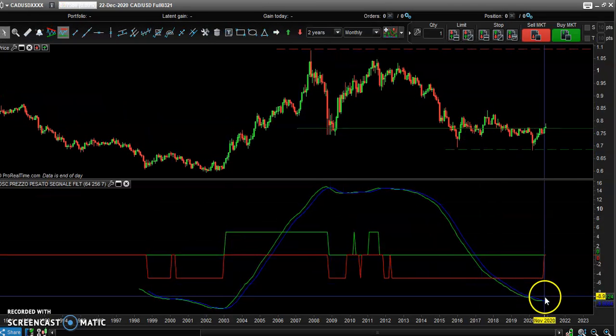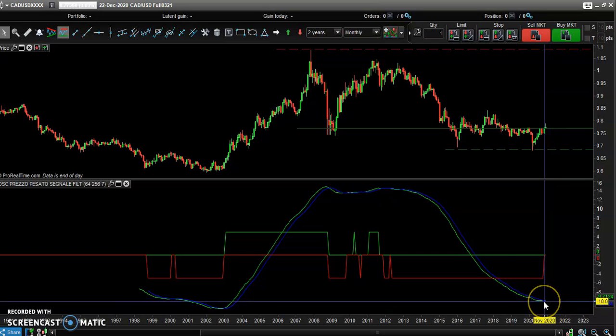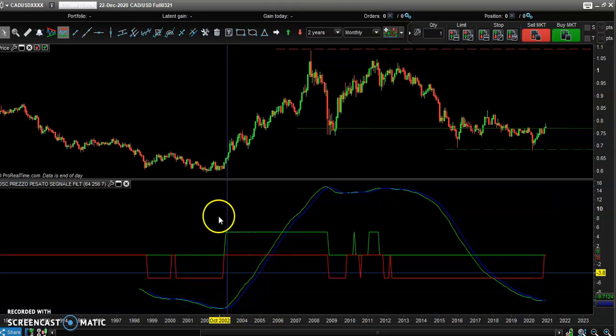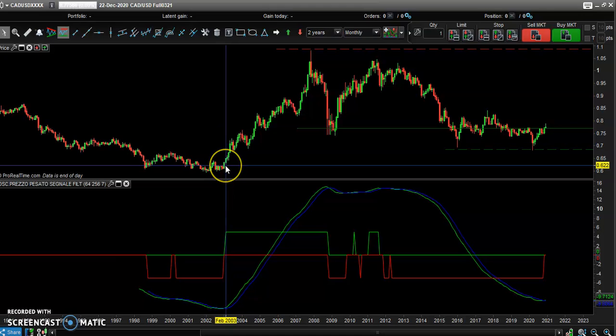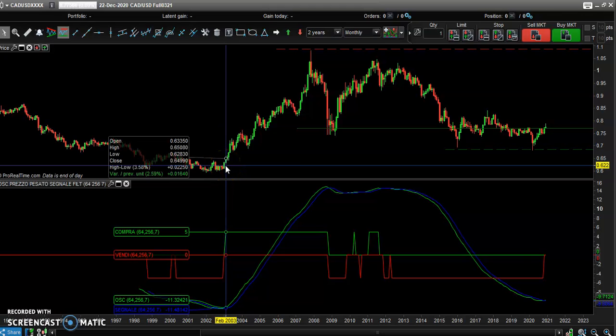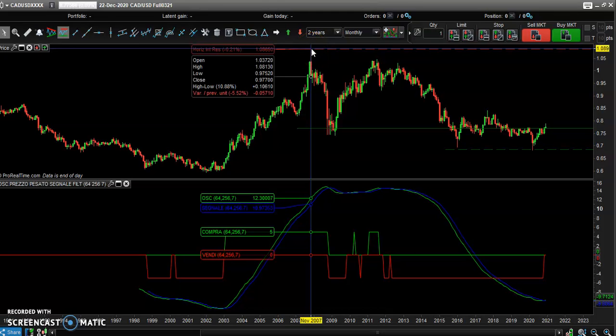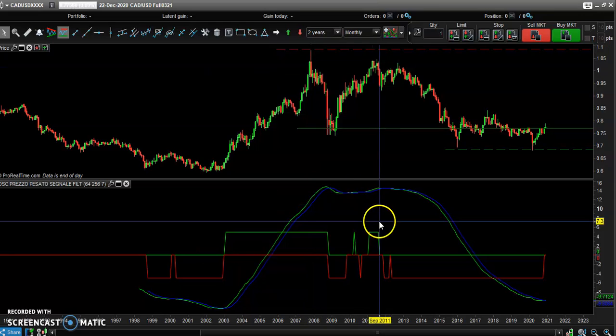Okay, as you can see here, it is much more clear, because in this case we see that the green curve has just touched the blue one, yet it hasn't crossed above. The last time that happened was in 2003. We experienced a huge movement from 0.60 to 1 US dollar, Canadian dollar. So it's quite interesting how it seems to work.